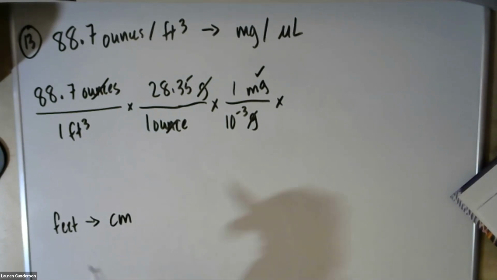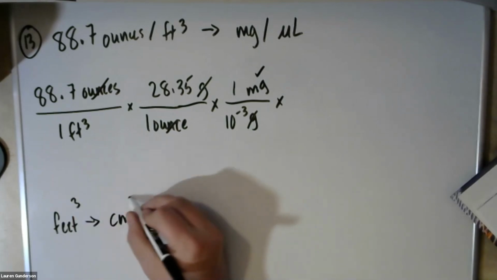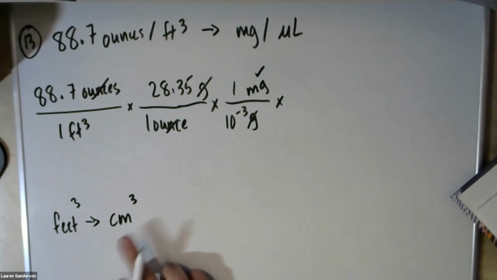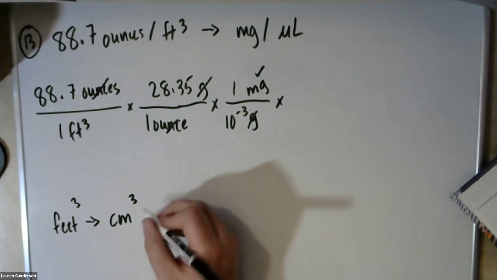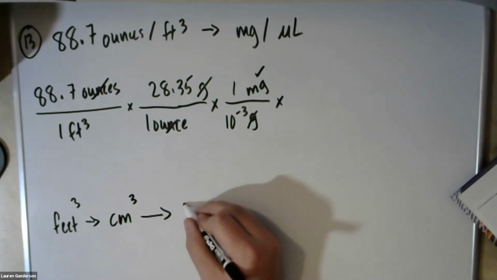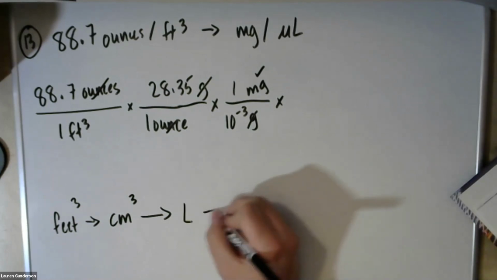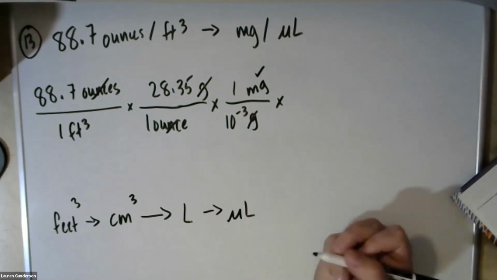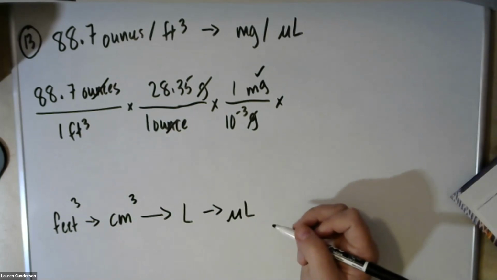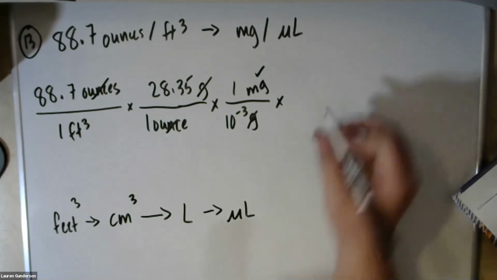Okay, if we can convert from feet into centimeters, then we're going to be able to cube these units. So we'll have cubic feet and cubic centimeters. Once we have cubic centimeters, we can convert that into liters. Once we have liters, we can convert that into microliters. All right, and that's going to be the format that we want to follow here.